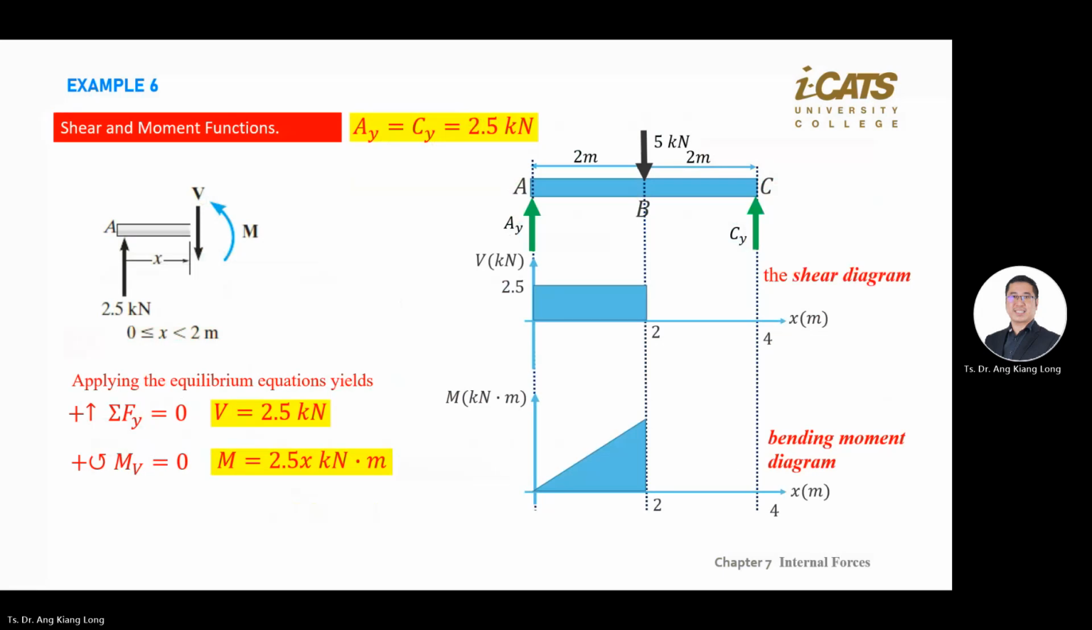Gradient. Y equal to mx plus c is a linear equation. So when x equal 2, m equal 5, you should be able to know and then mark 5 in the moment diagram. Who doesn't understand up to this stage? How you get 2.5, how you get 5? Very straight, direct, huh?